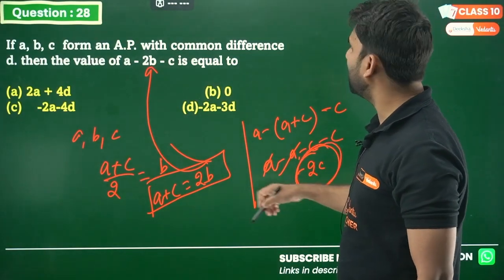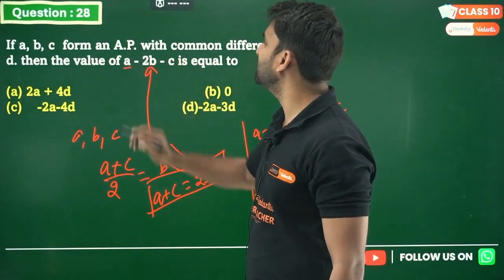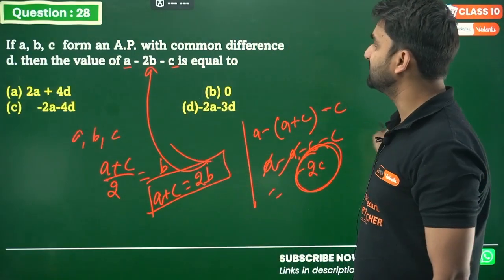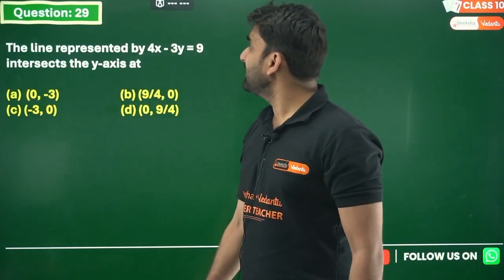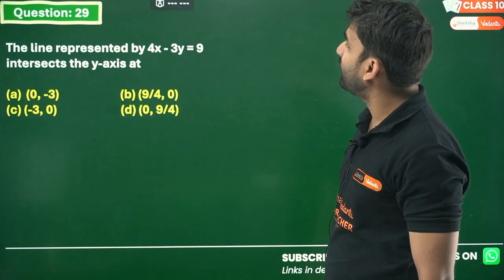We are getting this result because I am replacing 2B. We can also replace A. We can also replace C. So check it once. The line represented this and intersects the y-axis at what?